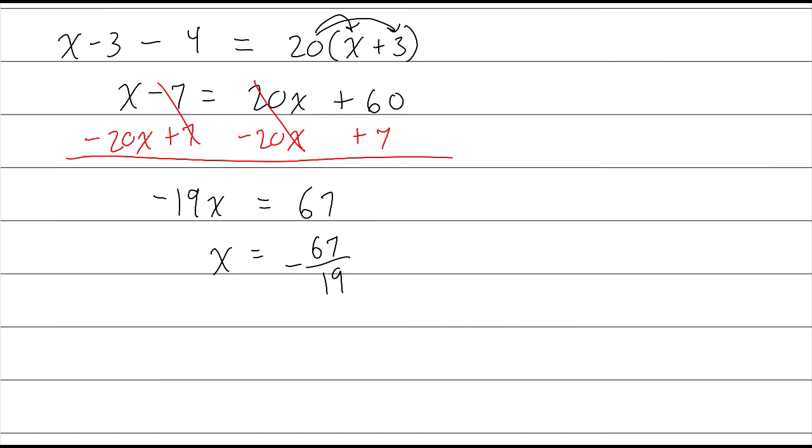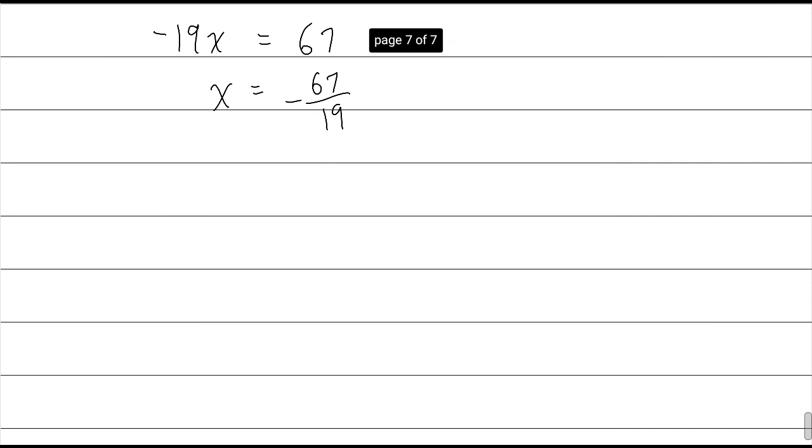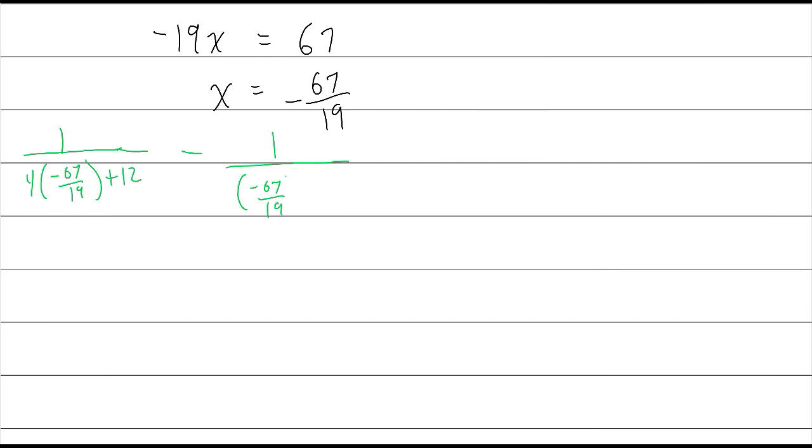All right, so that's going to be fun. I promised the calculator was going to be helpful here. This is why. So 1 over 4 times negative 67 over 19, not 12, 19, plus 12, here we go, minus 1 over negative 67 over 19 squared minus 9 equals 5 over negative 67 over 19 minus 3. All right, so I'm going to type this in the calculator.